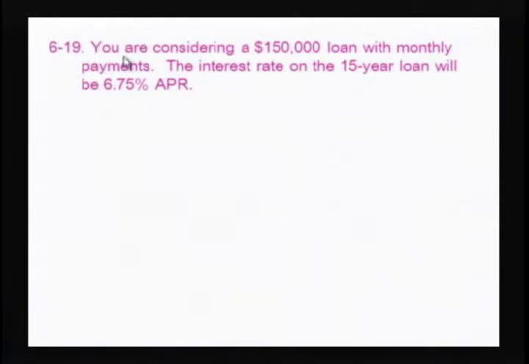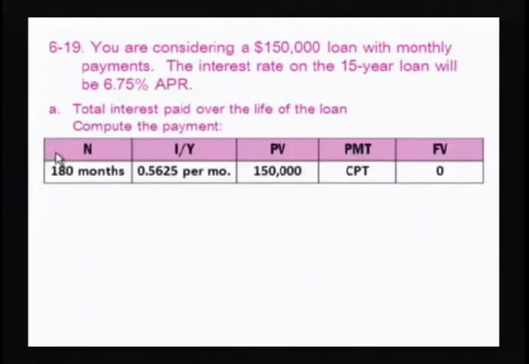Problem 619 says you are considering a $150,000 loan with monthly payments. The interest rate on the 15-year loan will be 6.75% APR. Part A, we're supposed to calculate the total interest paid over the life of the loan. As we've done before, we'll calculate the payment. We'll total up all those monthly payments and subtract how much we borrowed, and that will give us the total interest paid over the life of the loan.